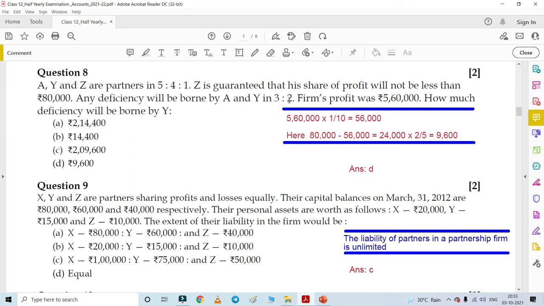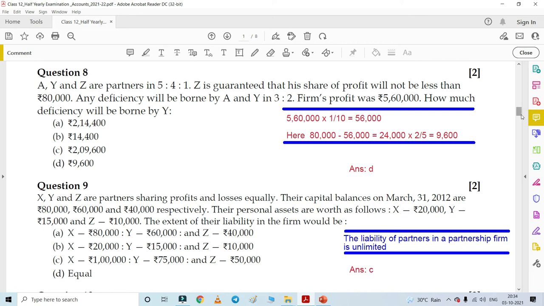We can see that Y is supposed to give 2 by 5. Hence, when we multiply 24,000 with 2 by 5, 9600 comes, and this 9600 is the amount which will be given by Y to Z. Hence, our answer would be D, that is 9600, because we are supposed to find out how much deficiency will be borne by Y, not by A. So simply we have calculated the deficiency which will be borne by Y.